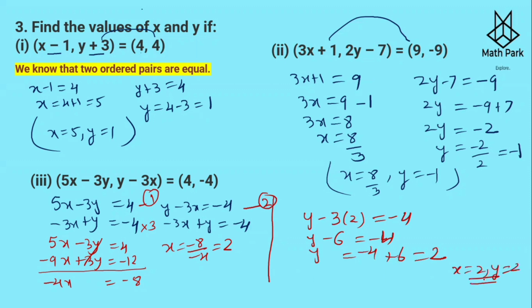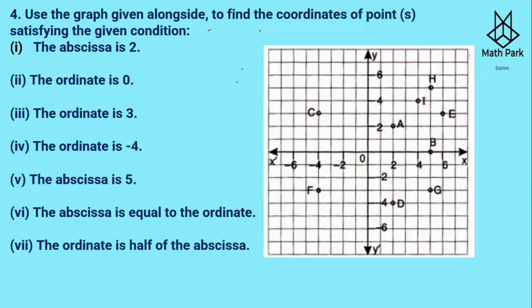Use the graph given alongside to find the coordinates of points satisfying the given condition. Now, abscissa is 2, that is, the x coordinate is 2. So abscissa is 2, this is the point A. The coordinates of A are 2, minus 2. So where abscissa is 2, we get point A.